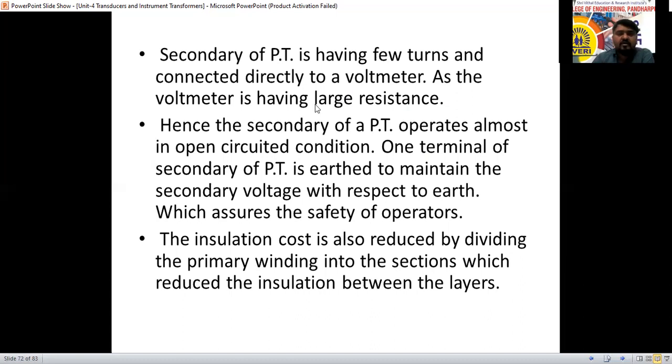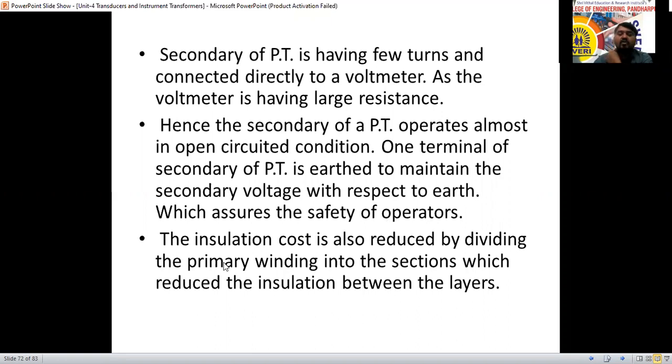As the voltmeter has a very large resistance, the secondary of the PT operates almost in open circuit condition. For that reason, it is going to operate in open circuit condition. One terminal of the secondary of the potential transformer is earthed to maintain the secondary voltage with respect to earth. The output we maintain with respect to earth, which assures the safety of operators over there.